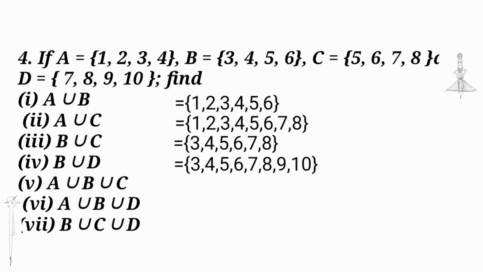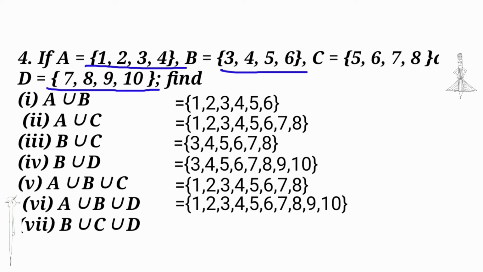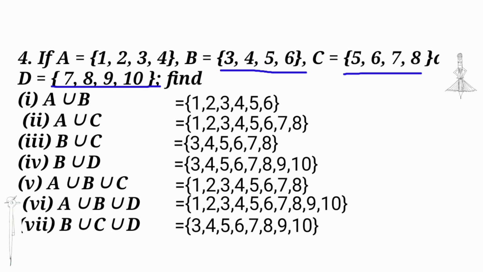A union B union C is {1, 2, 3, 4, 5, 6, 7, 8}. A union B union D is all elements of A, B, D. Then we get 1 to 10. Then last, B union C union D is {3, 4, 5, 6, 7, 8, 9, 10}.